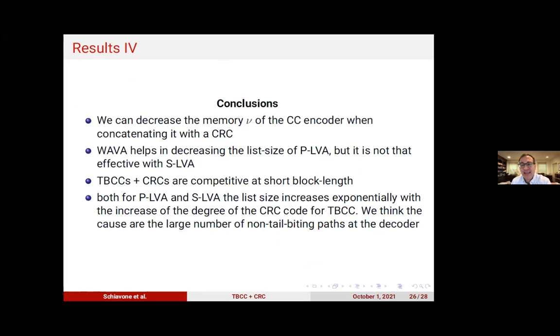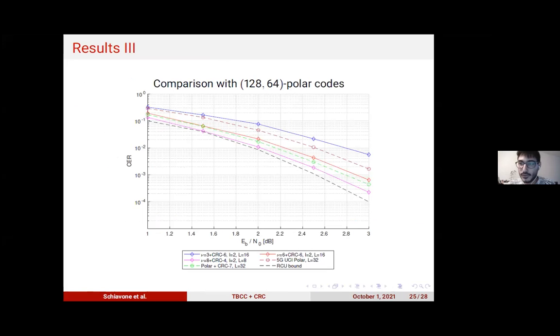Oh, it's great. Thank you very much. Can we go back and look at your last plot again? This one with the comparison with polar codes? Yes. Can you remind me, are you doing parallel or serial list Viterbi decoding in this plot? In this case, I've used the parallel one.